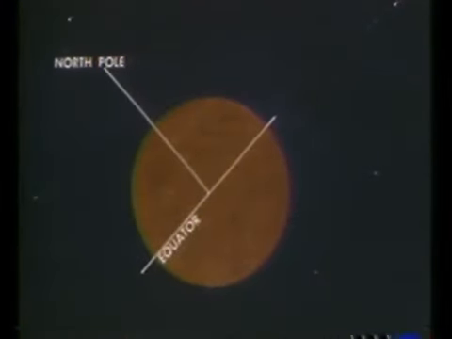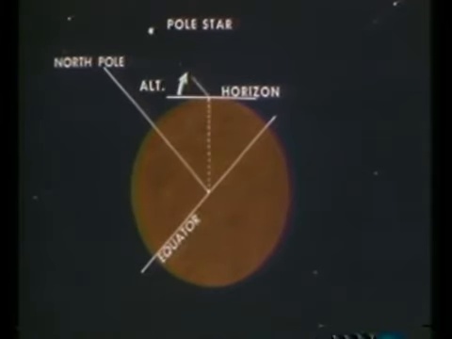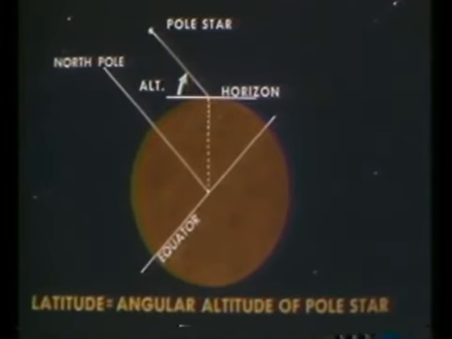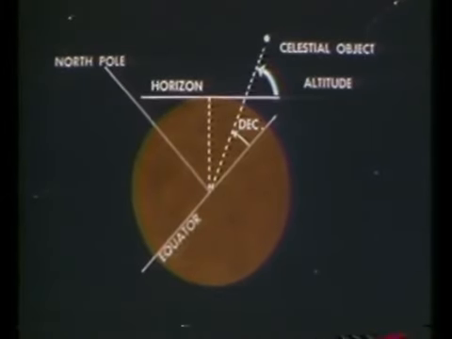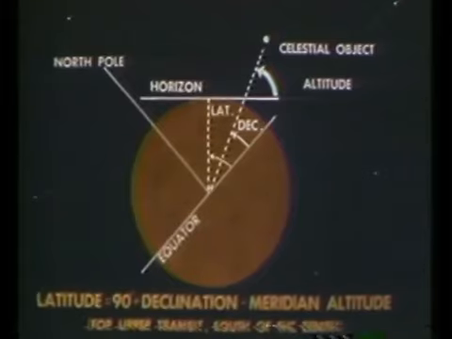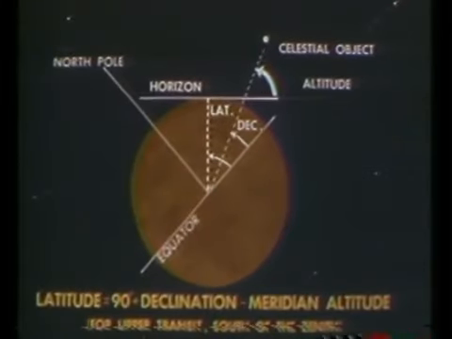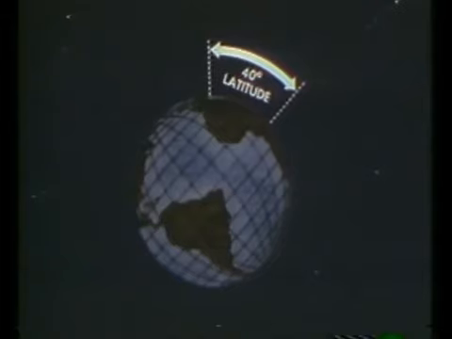From the observed altitude of the pole star with small corrections, or from the altitudes of other celestial objects, as the declinations of these objects became available in tables, the navigator could determine his angular distance directly north or south of the equator, the geographic latitude.